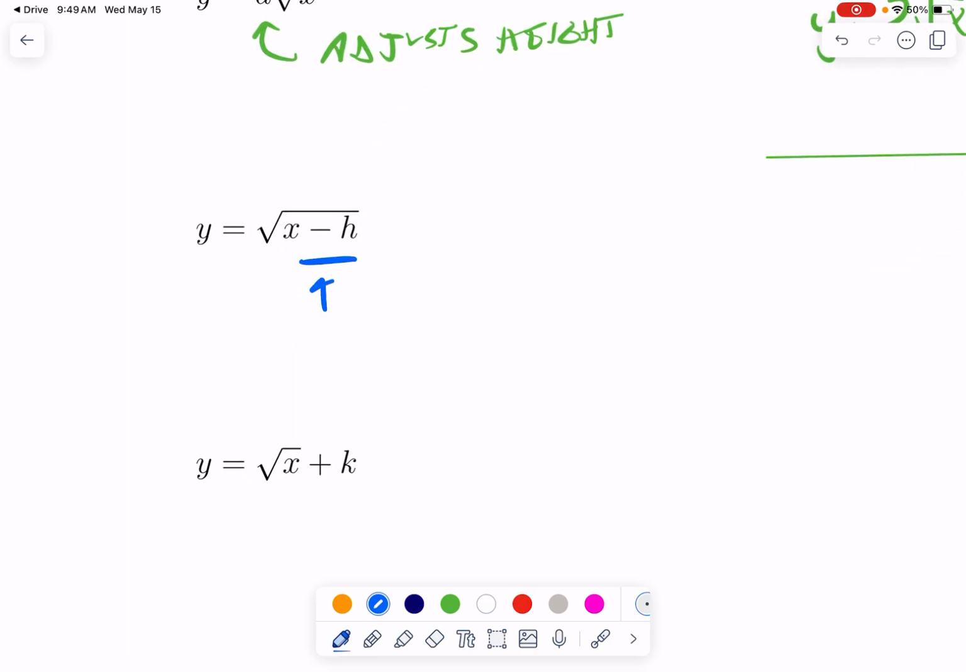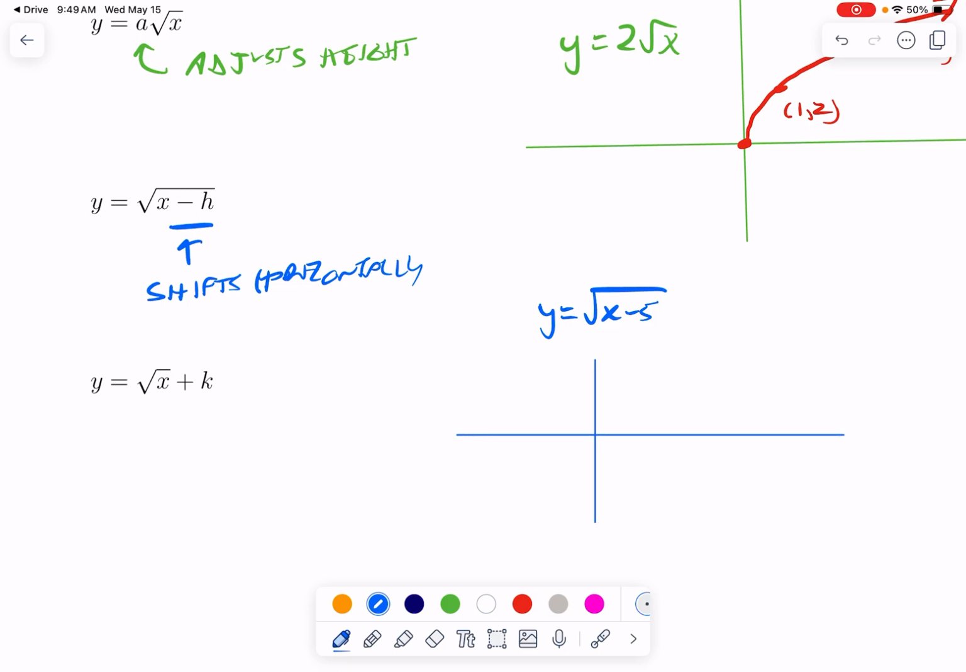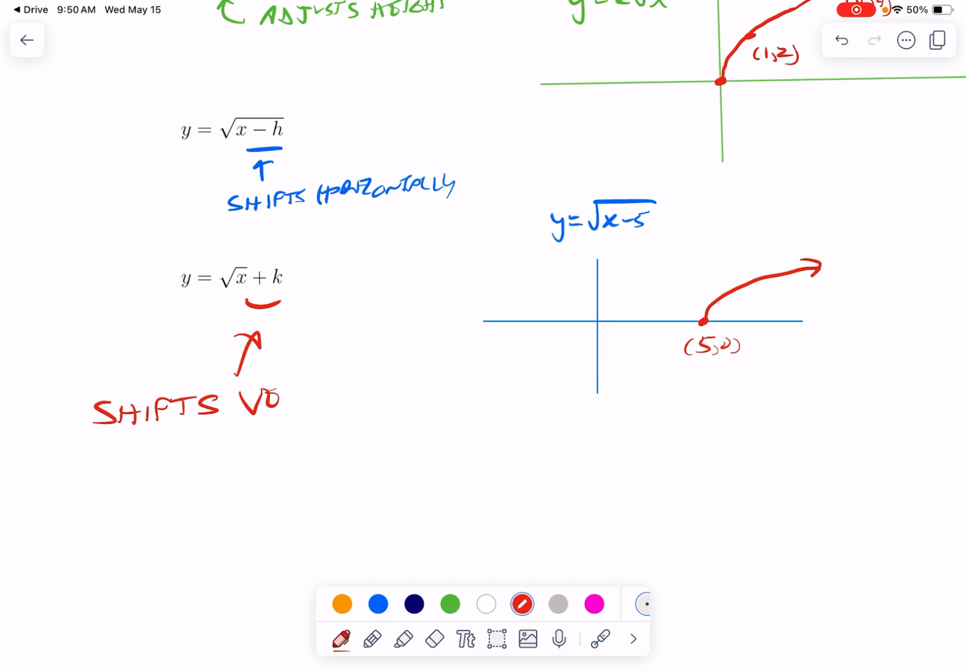We know that this shifts horizontally. So for example, if I had y equals the square root of x minus 5, it would be the same graph, but instead of starting at the origin, it would start at 5, 0. Adding or subtracting outside the function, outside the radical, shifts vertically.